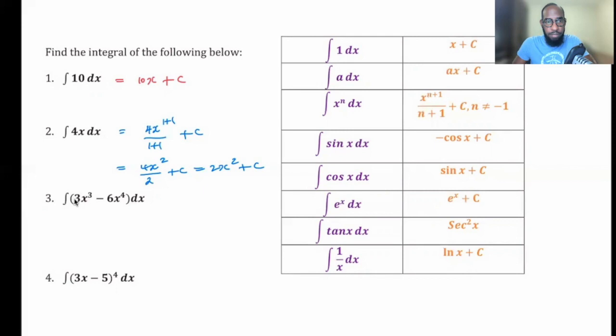So the integral of 3x cubed is equal to 3x to the power 4. 3 plus 1 is 4. We're going to it one time. Divided by 4, minus 6x to the power 5. 4 plus 1 is 5. Divided by 5, plus c.